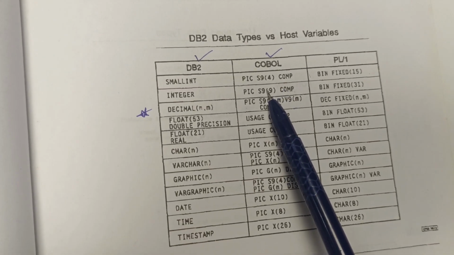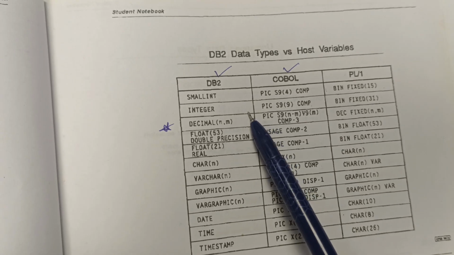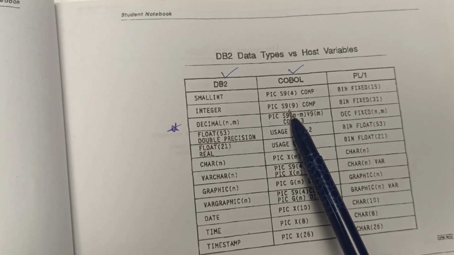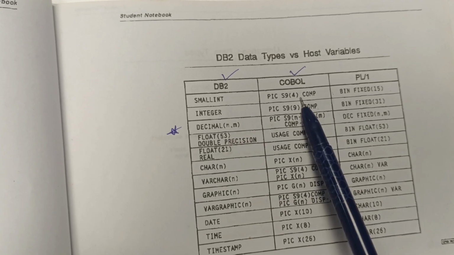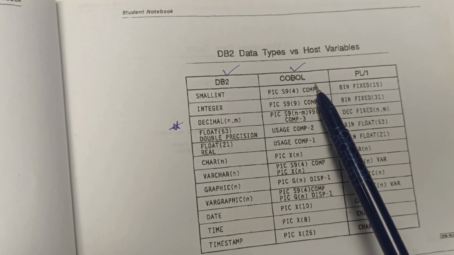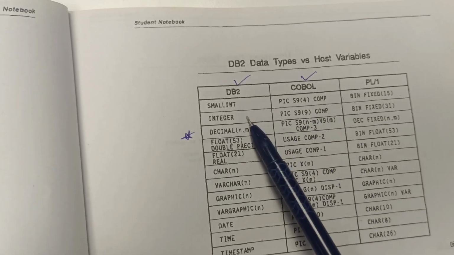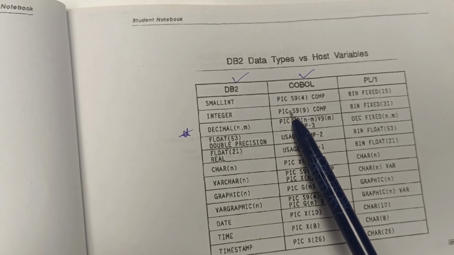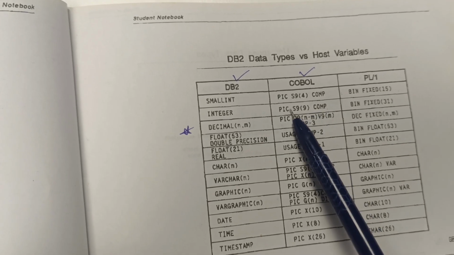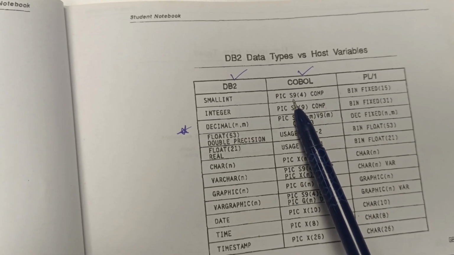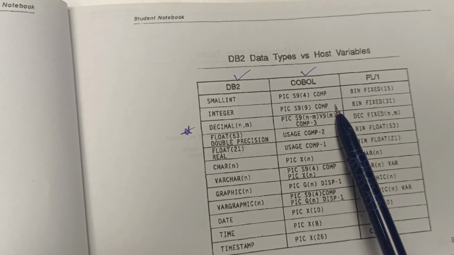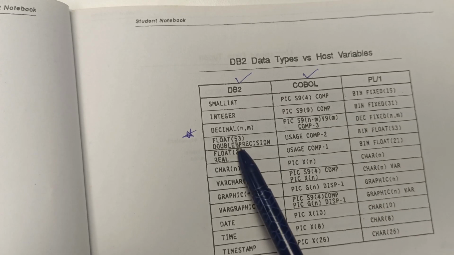Friends, sometimes the interviewer may ask what the picture clause for an integer in COBOL is. You may say S9(9) COMP, and SMALLINT is S9(4). How many bytes will it take? 2 bytes. In a previous session we already discussed how many bytes SMALLINT and INTEGER take and what the corresponding picture clause is. Now in this topic, SMALLINT is S9(4) COMP, taking 2 bytes, and INTEGER is S9(9) COMP, having 4 bytes.